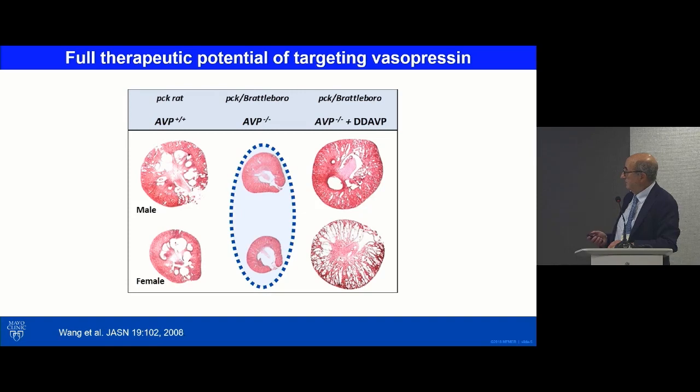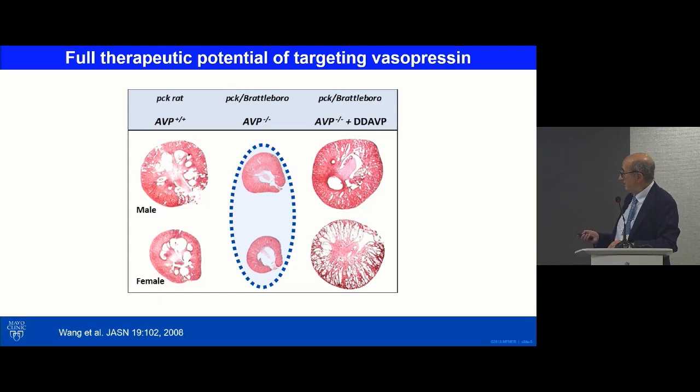This image you have seen several times already represents the full therapeutic potential of targeting vasopressin. If you eliminate vasopressin completely in the Brattleboro PCK rats, which have polycystic kidney disease, you will almost eliminate the disease. But these rats have huge amounts of polyuria. They urinate almost their body weight every day, and this, of course, is not feasible in humans.